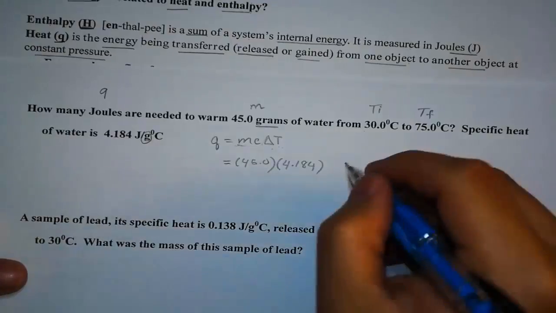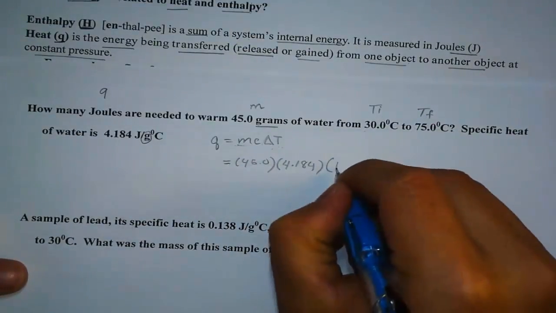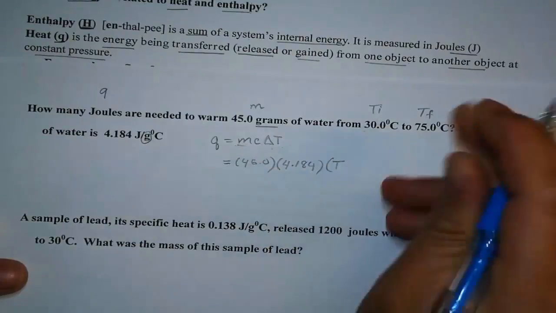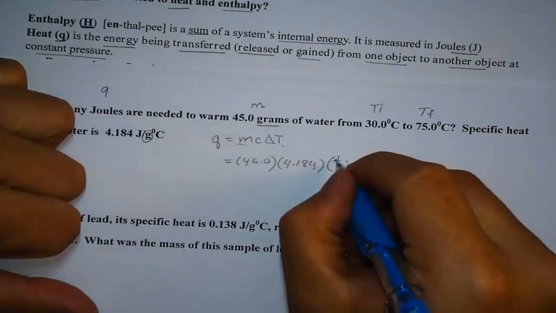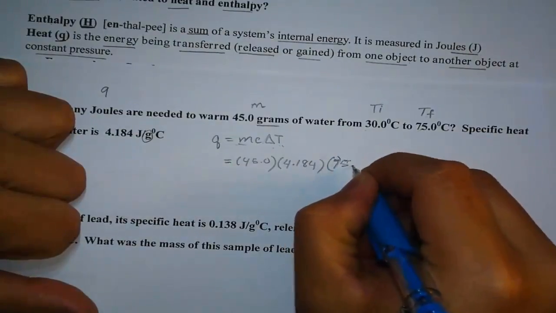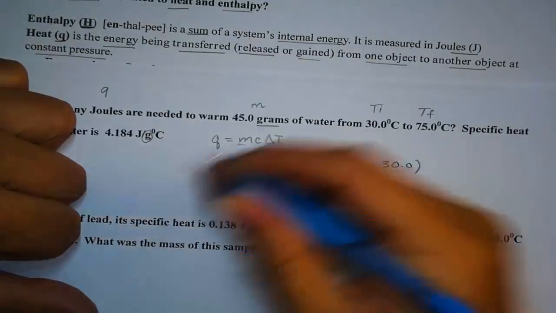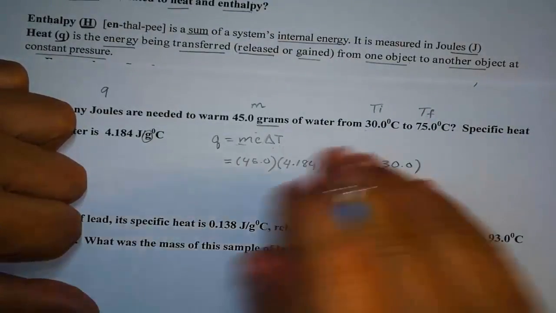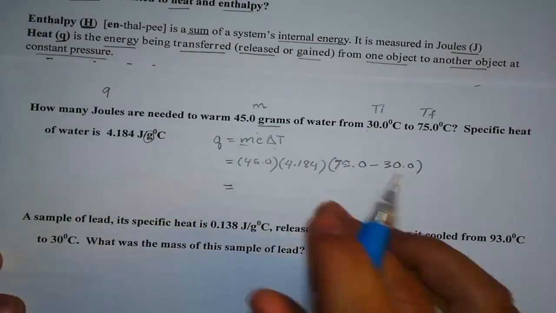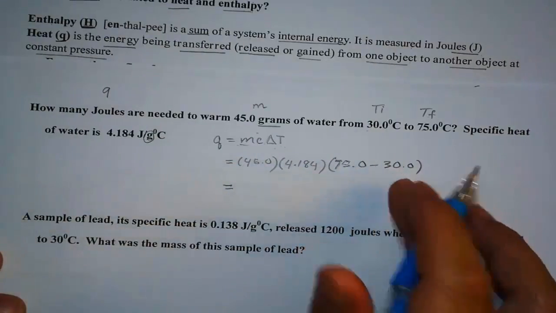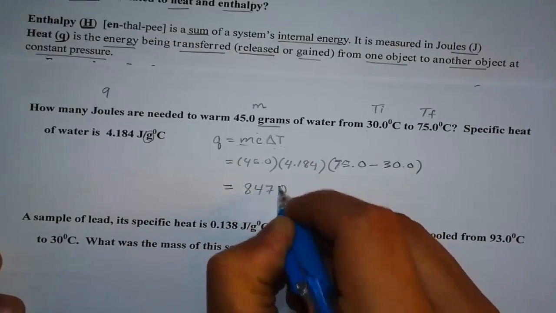That way it doesn't confuse us. And then the last thing we have is delta T, which is T final minus T initial. In this case, we know exactly what it is already. The T final is 75.0, and the T initial is 30.0. And then all we have to do is just plug this into the calculator. Isn't that easy? So if you plug this into your calculator, what you have is 8470.